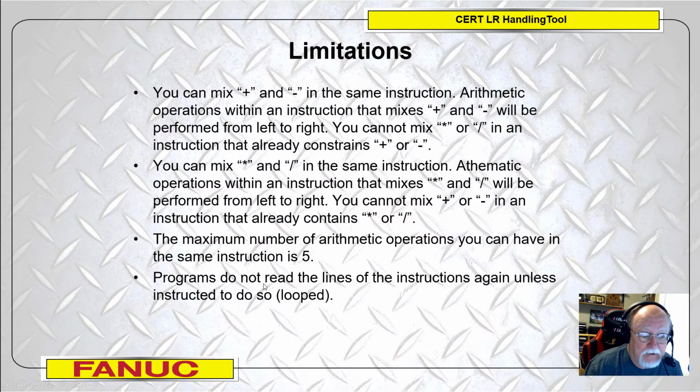Programs do not read the lines of instruction again unless instructed to do so, unless they're looped. So they'll go by it one time, and then unless they're instructed to loop back and go over that again, they won't read it again. So for example, in our cycle counter, we loop it around and subtract 1 from the content of the counter each time we loop through so that we can control the cycle.